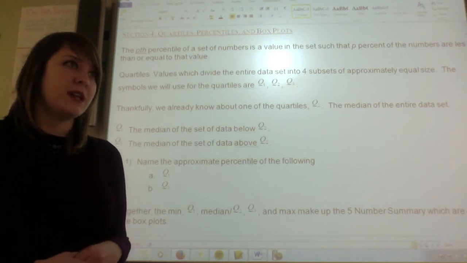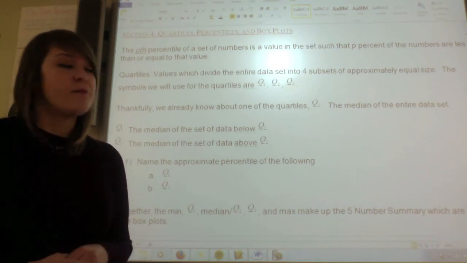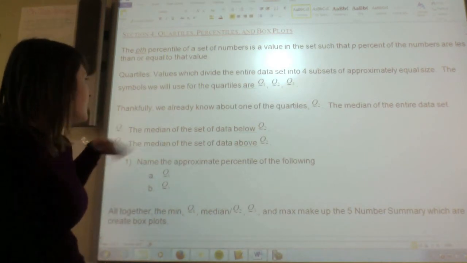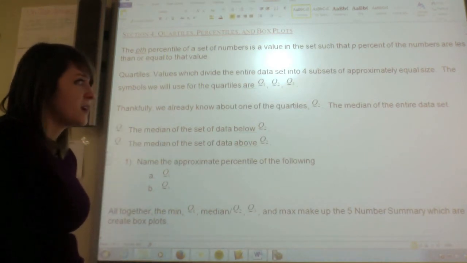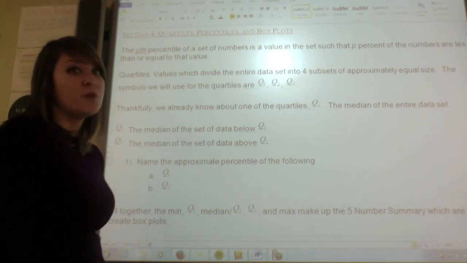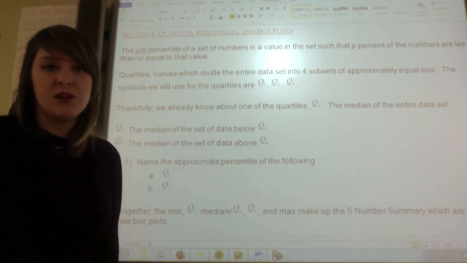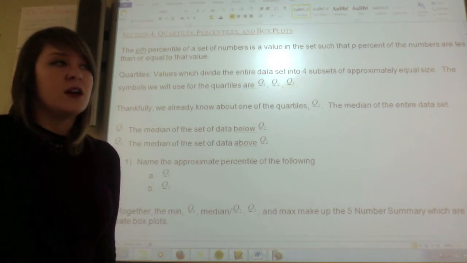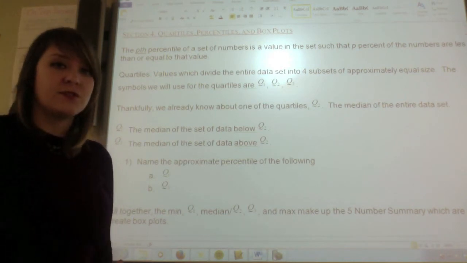Essentially with quartiles, we're splitting some sort of data set into 4 semi-equal parts, okay? And the way that we're doing that is just using medians. And we're going to talk about that a little bit more later. Thankfully, we already know about one of the quartiles, Q sub 2, that is called our median. And remember that to find a median, what you do is you order the data from least to greatest, and then you just find whatever's directly in the middle.